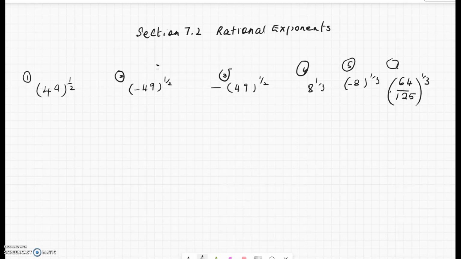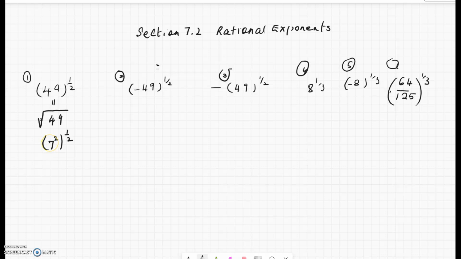The first problem, 49 to the half. If we had to write it with an appropriate root, then that would be the square root of 49. These two mean the same thing. The square root of, which means the second root of 49, is 49 to the half. So we go, 49 is 7 squared, to the half.